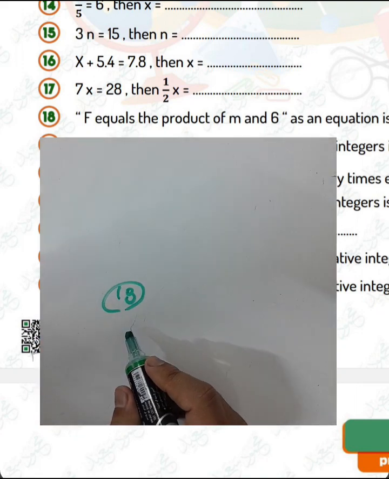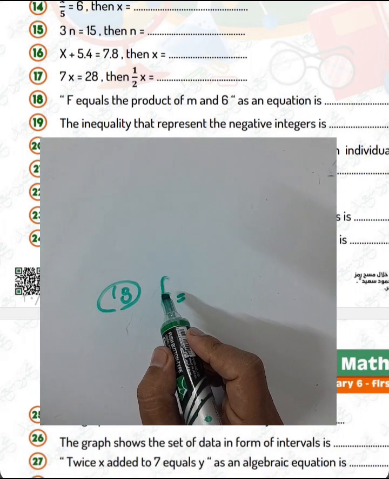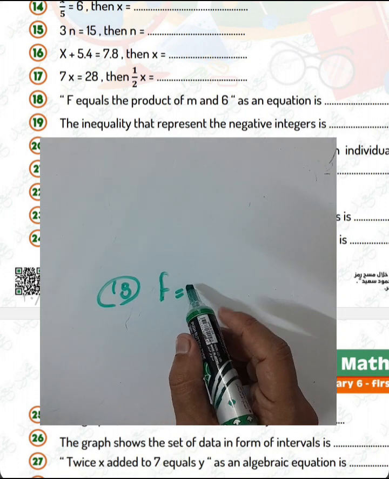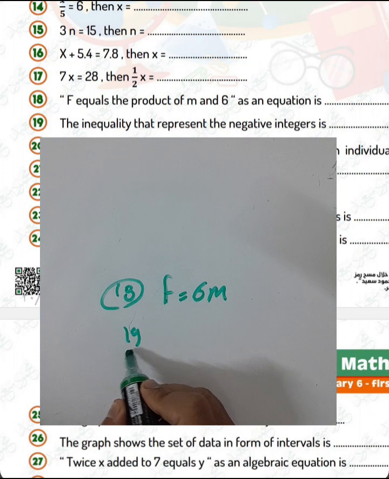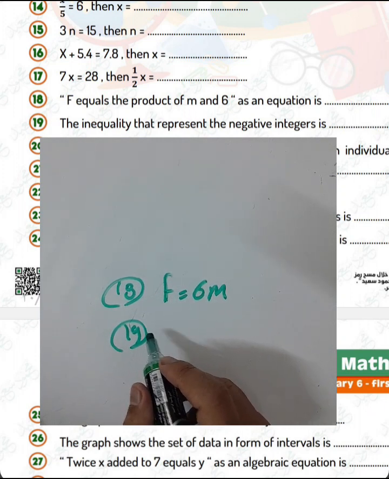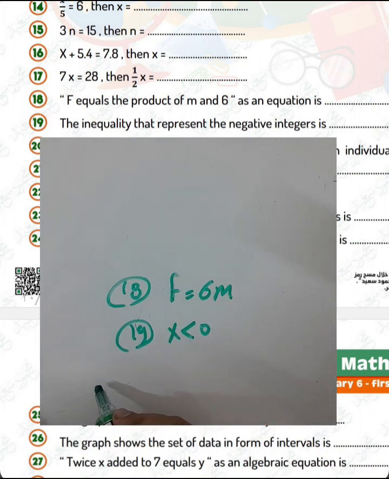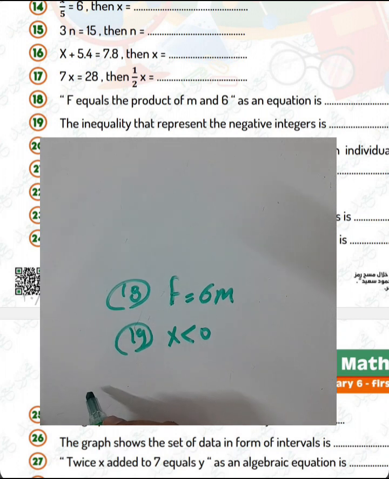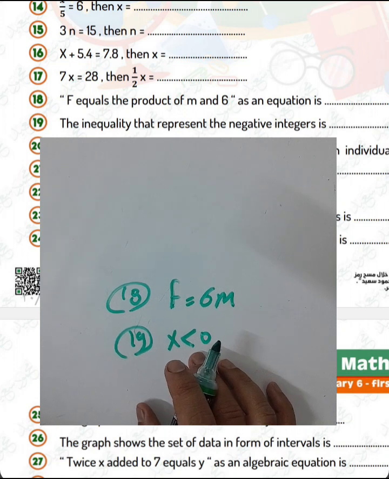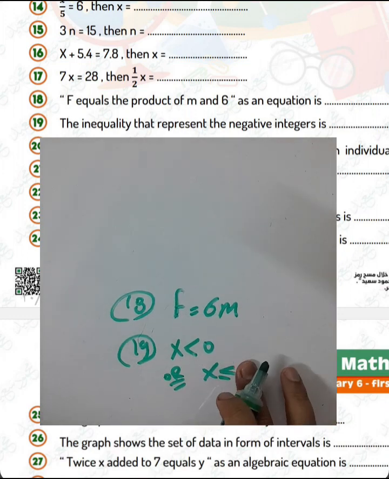Question 18. If it equals the product of m and 6, it will be 6m. Question 19. The inequality that represents a negative integer, it will be x less than 0. It will be negative integers, or you can write here x less than or equal to negative 1. Okay.